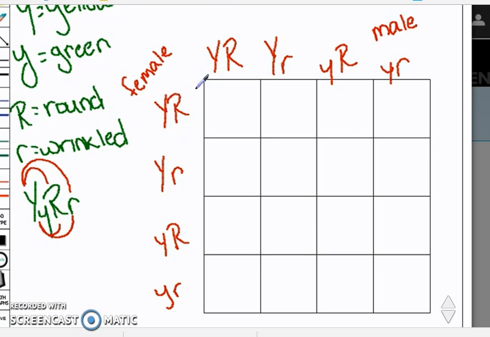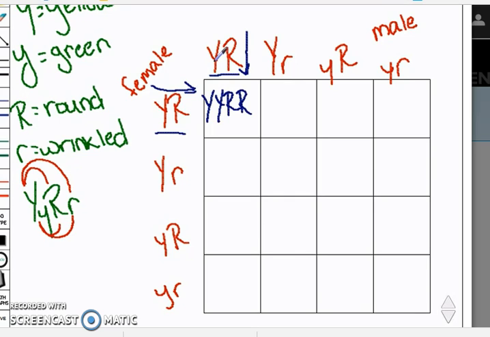For this square, we are going to use the top one and the top left one. Here, we have two capital Y's and two capital R's. Following the pattern, these two will be used in all of the squares going down, and these two will be used in all the squares going across. Let's do all the squares going down first.